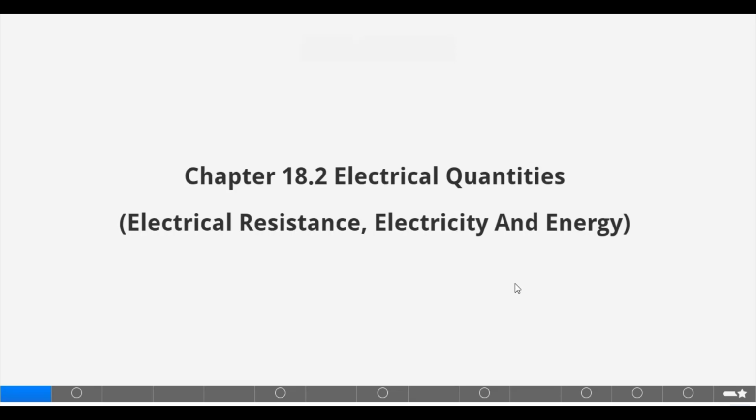Today we'll be discussing chapter 18.2, electrical quantities. The subtopic is electrical resistance, electricity, and energy.